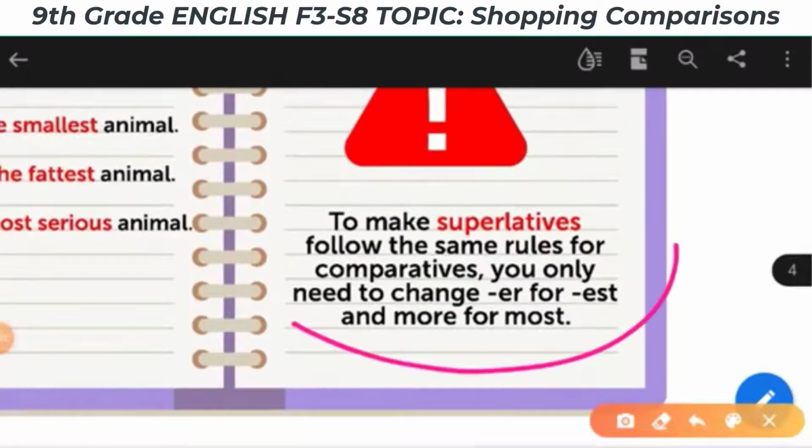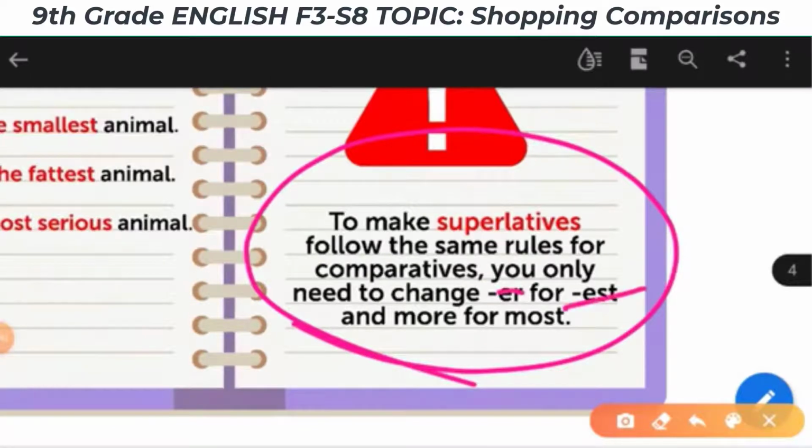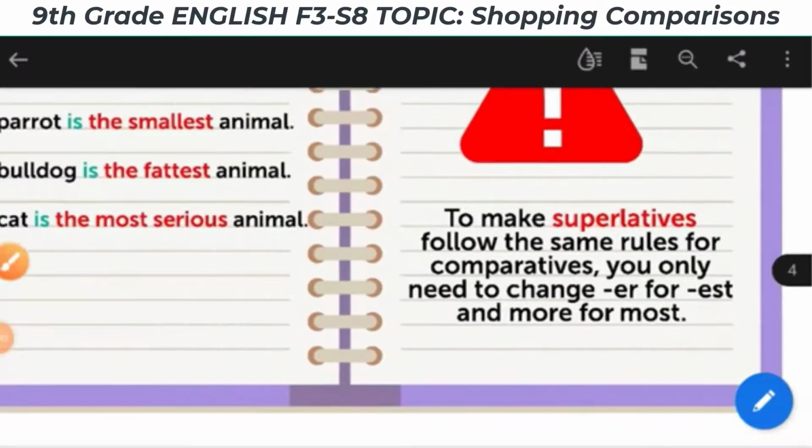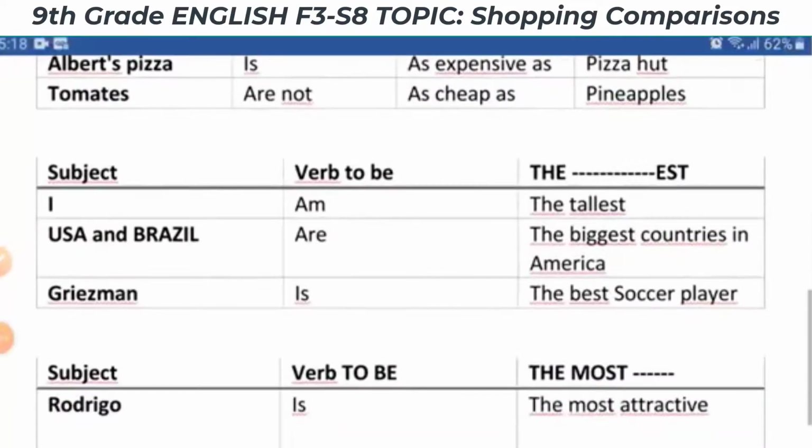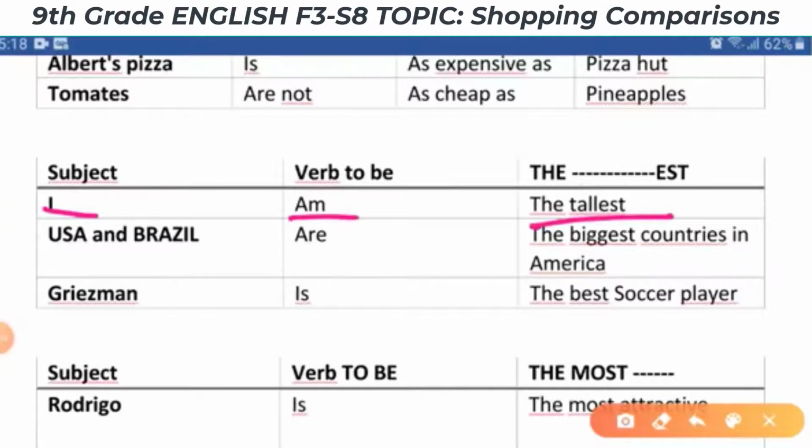To make superlatives follow the same rules. For comparatives, you only need to add -er for short adjectives and more for long ones. Yes. Let's see more examples over here. Más ejemplos. More examples over here. Yes. I am the tallest. Yo soy el más alto.